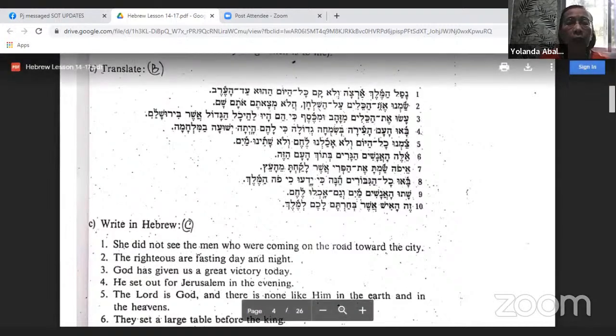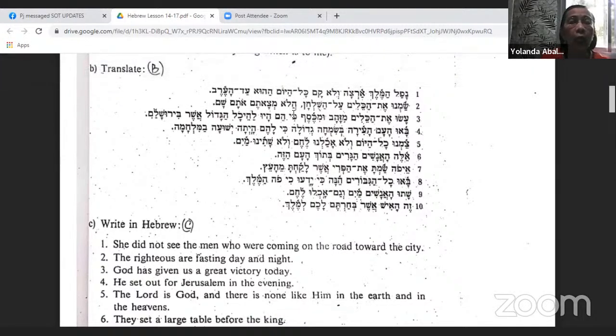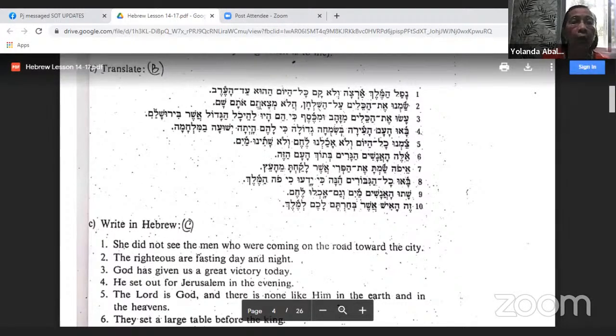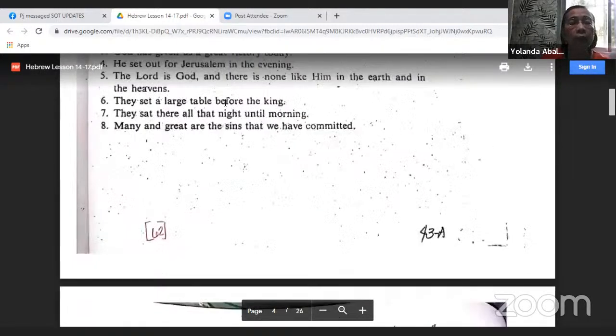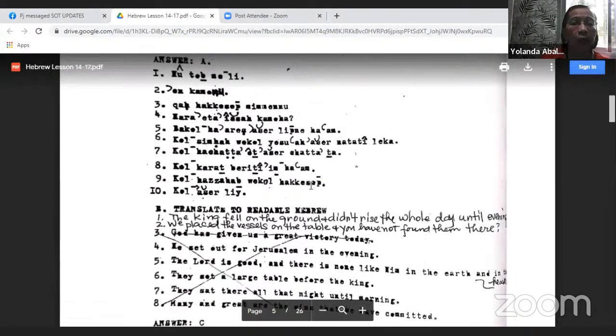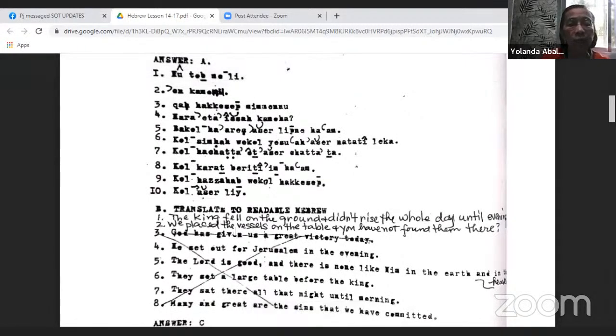Samino, we place. Et Hakilem, the vessels are on Hashulkan, the table. They did not find it. The king, no, we placed the vessels on the table and you have not found them there?